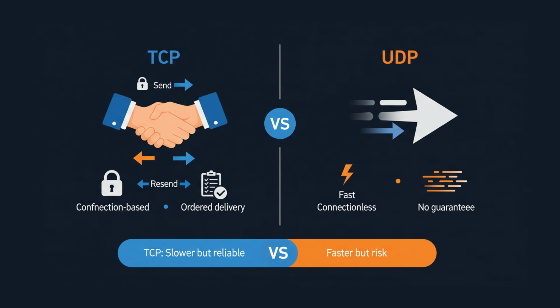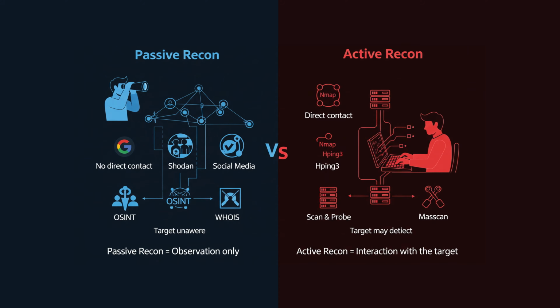When doing reconnaissance, if we see an open port, we need to know, is it TCP or UDP? With TCP, getting service details is easier, but with UDP, scanning becomes much more challenging. Before starting network reconnaissance, the most important concept to understand is passive reconnaissance versus active reconnaissance. If you don't understand this difference, both AI-based scans and manual scans can easily be done the wrong way. Passive reconnaissance means collecting information about a target without any direct contact.